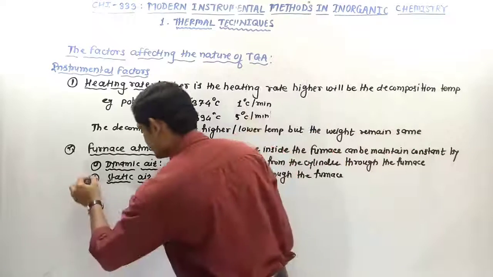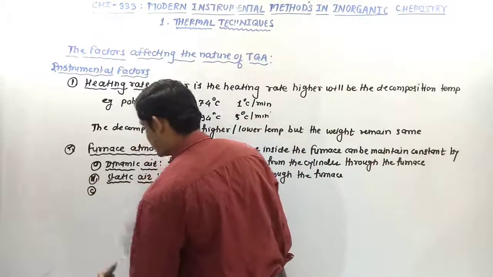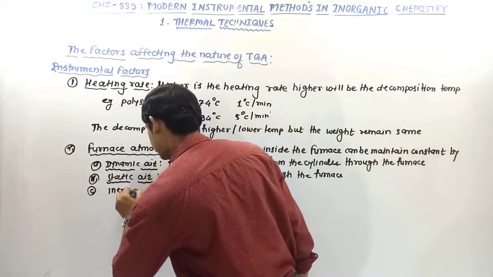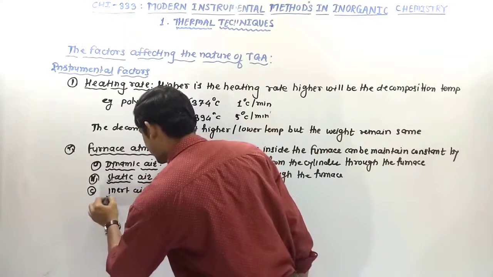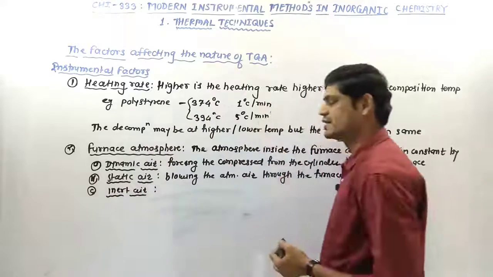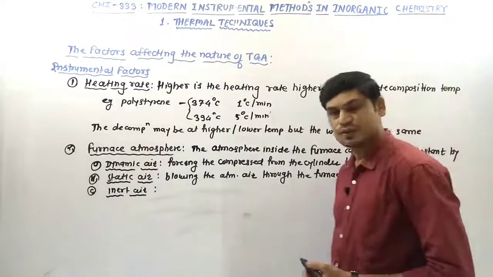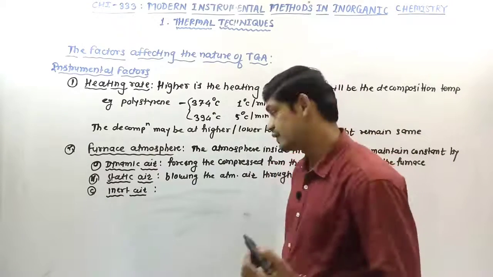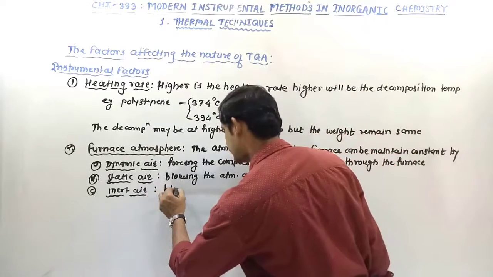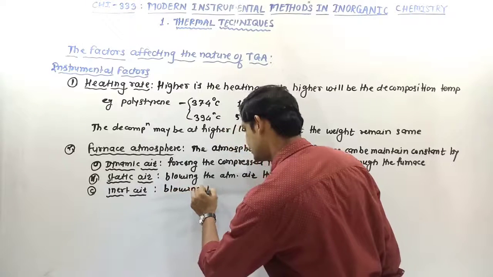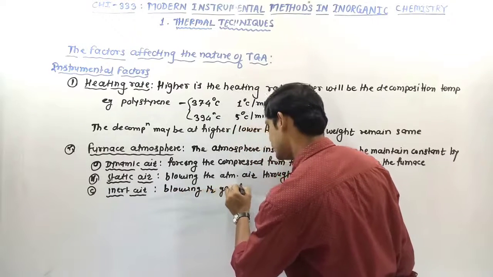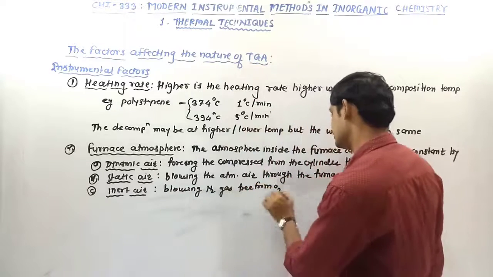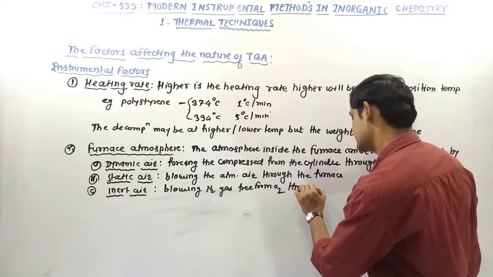And the third way is the inert air. We know that nitrogen gas is used as an inert gas. So blowing the nitrogen, N2 gas, free from oxygen through the furnace.